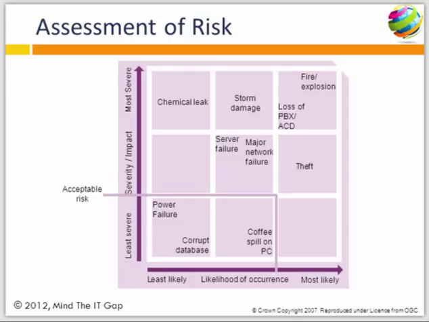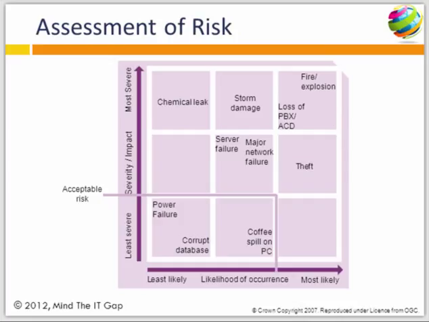Now, when we look at how we assess risk, if we see this picture in front of us, we all know that there are power failures, there could be corruption in a database, somebody could spill coffee, maybe there's a major network outage, storm damage, fire. When we begin brainstorming the potential risks, we see that some of them are very unlikely to happen, and the severity of the damage they could create is very low. And so that becomes our palatable amount of risk, right?